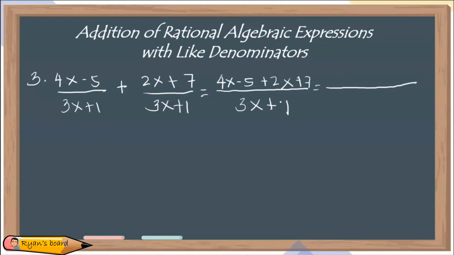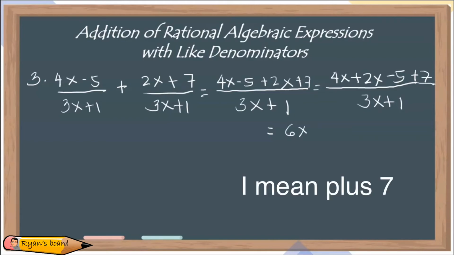Pagsamahin natin lahat ng may x. So, we have 4x. Then, we have plus 2x. Then, yung wala namang variable, we have minus 5, then plus 7. Then, copy 3x plus 1. Now, we can add this. 4x plus 2x, that's 6x. Now, we have negative 5 plus 7. Unlike signs, i-minus natin, that's 2.